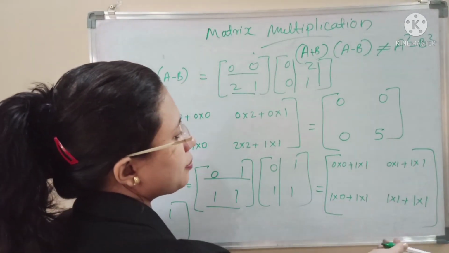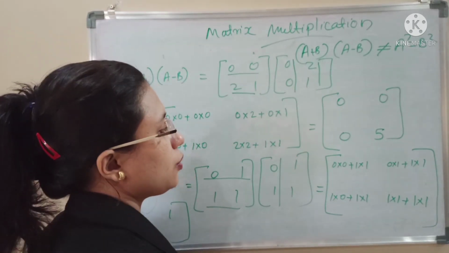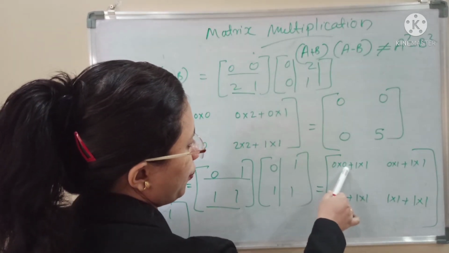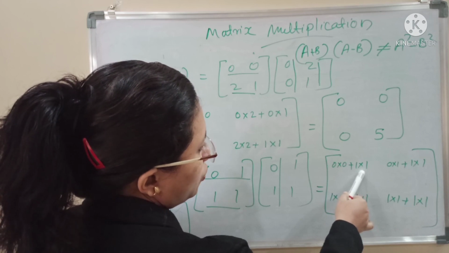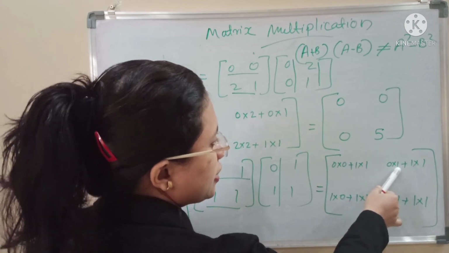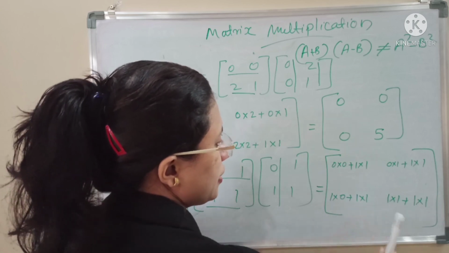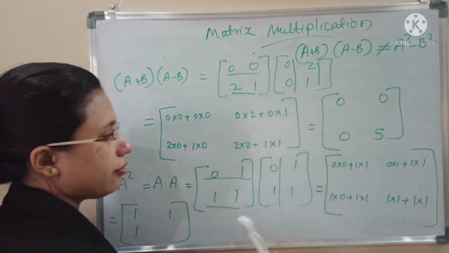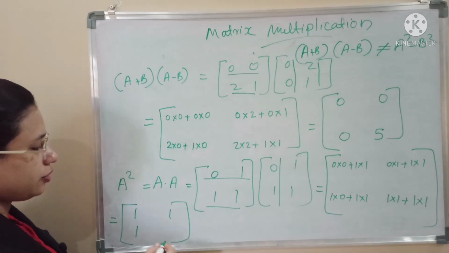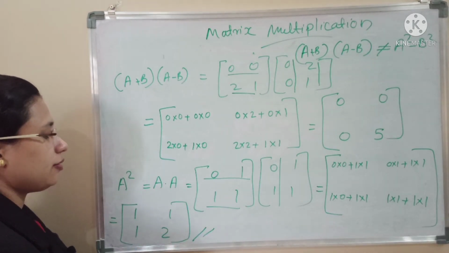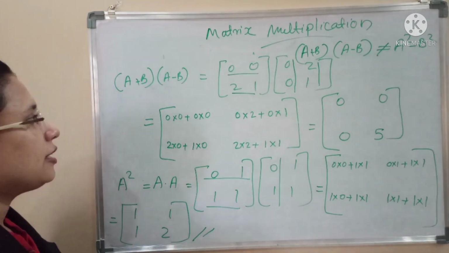Whenever a term is multiplied with 0, there will be 0. So that's why this is 0. And this is 1, 1 into 1. And this is 0 into 1, 0. 1 into 1 is 1. 1 into 0, 0. 1 into 1 is 1. And here 1 into 1, 1 plus 1 into 1, again 1. So that is 2. This is our A square matrix.